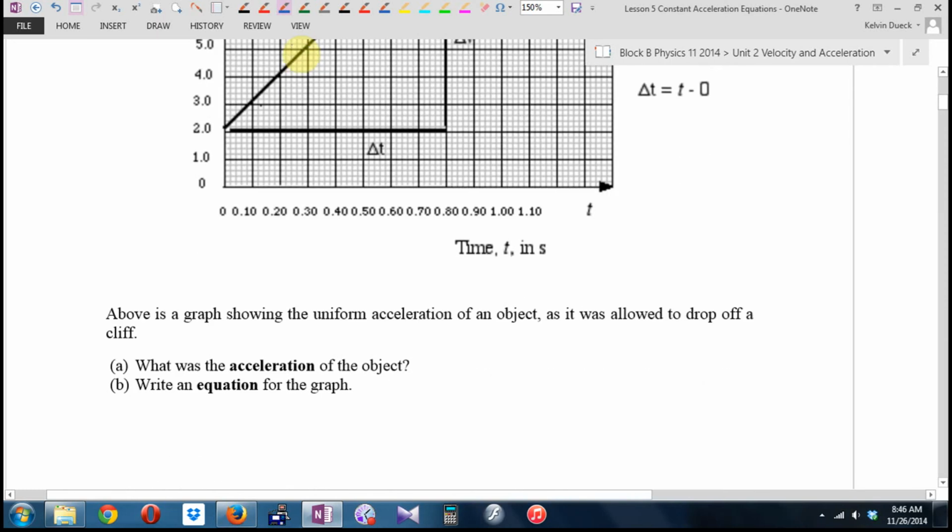How can I find the acceleration? It's going to be the slope. Slope is what over what? The little acronym, the little phrase that we have. Slope is what over what? Okay, let's write that.